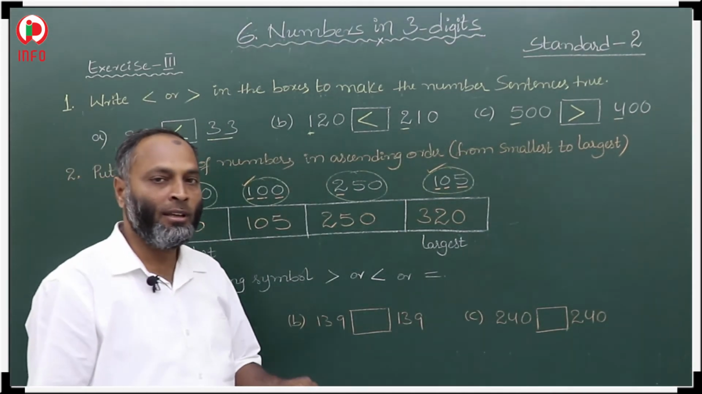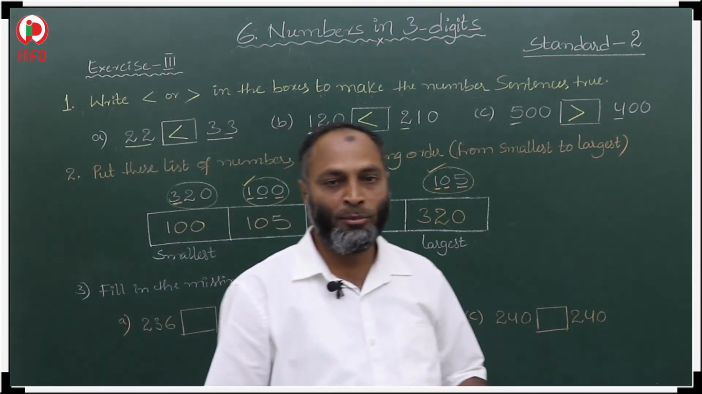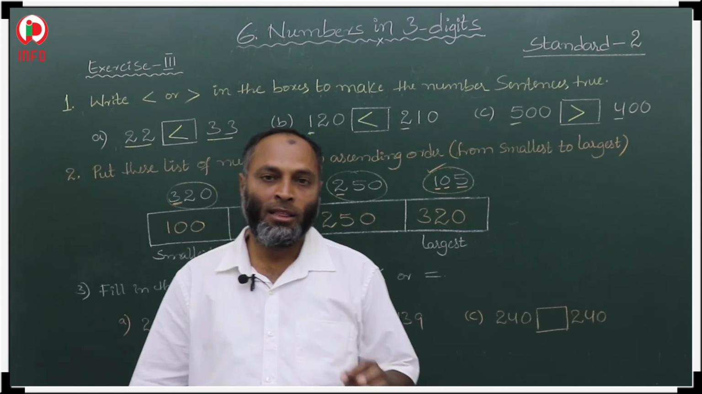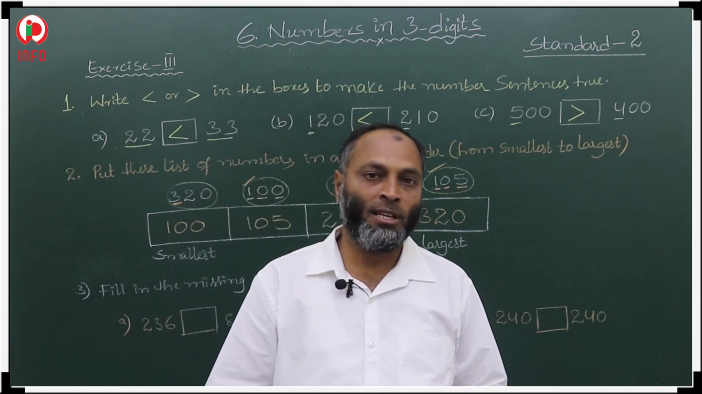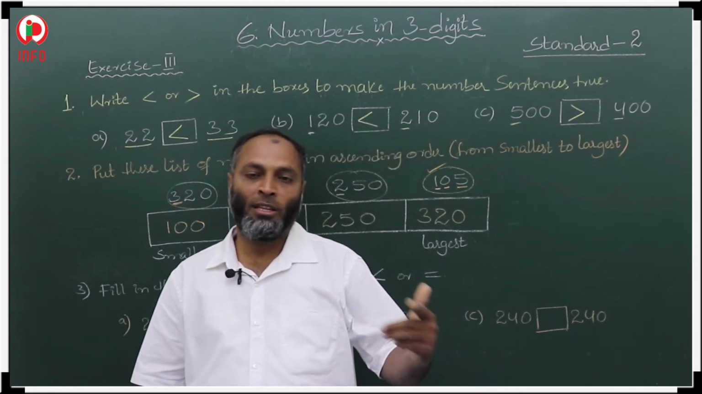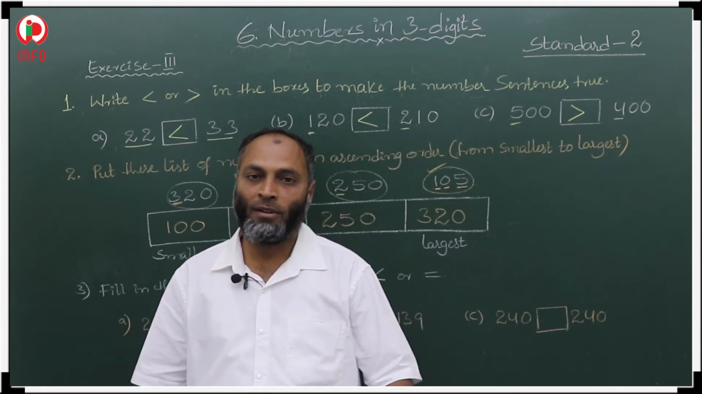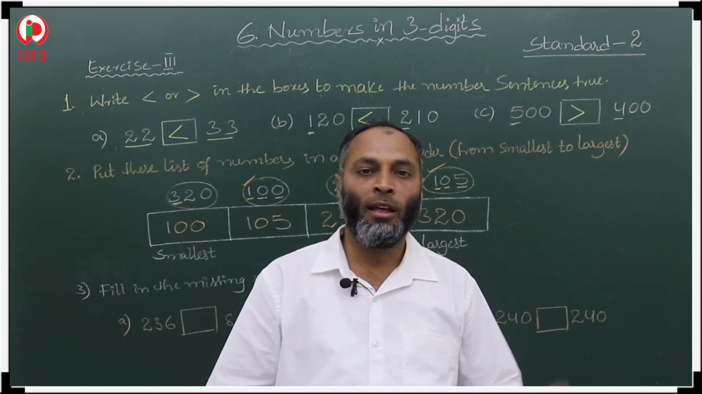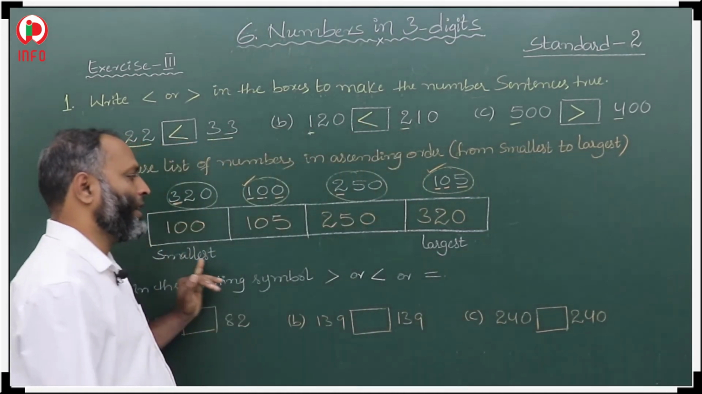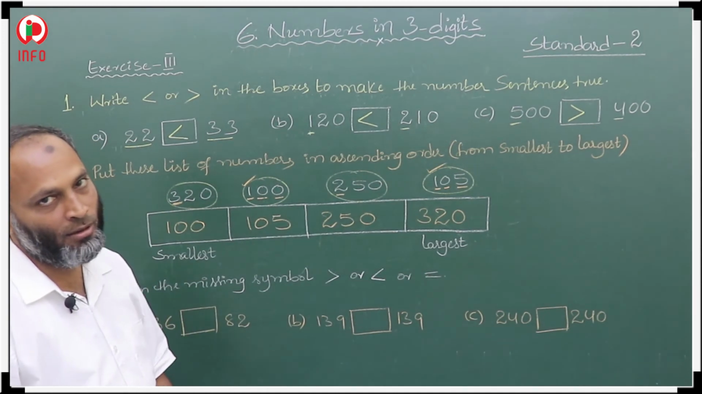Ascending order means increasing order. How to compare the numbers? First, we have to compare hundreds place. Then after that, if hundreds places are equal, then you go for tens. If tens also equal, then go for ones place. And after that, you decide which one is smaller and which one is greater. According to the question, you have to arrange your given numbers in that order.